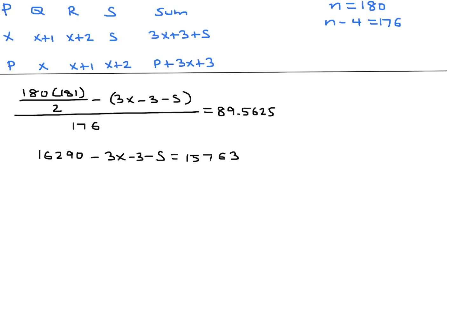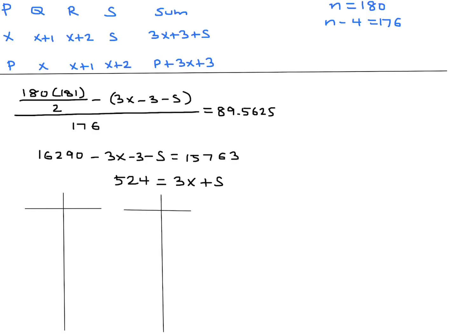Solving for s, we get 524 is equal to 3x plus s. Okay, we can't quite yet solve for s. We have two variables. So at this point, we have to make a table. And let's make a table and see what we get. Basically, it boils down to finding integer solutions for x and s. So let's find integer solutions if we can.